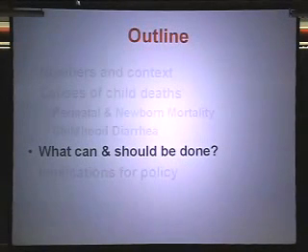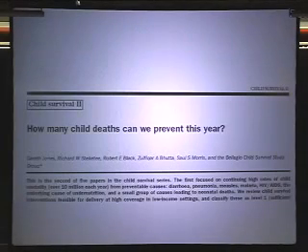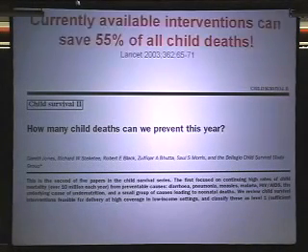So what can be done? Is there evidence that there are interventions that can make a difference? A few years ago, as part of the Child Survival series, we did an extensive exercise of looking at the evidence base for child mortality as to what interventions could make a difference. And what we found at that time was that we already knew sufficiently about many interventions to confidently say that if they were implemented at scale, we could save about 55% of all child deaths.